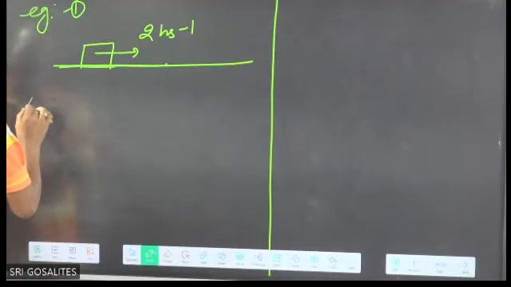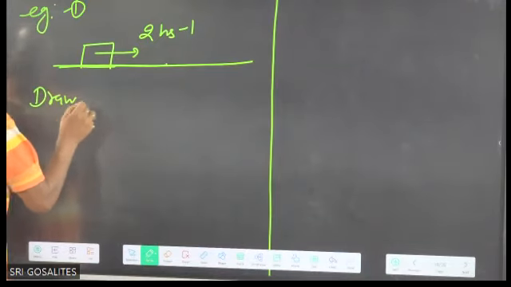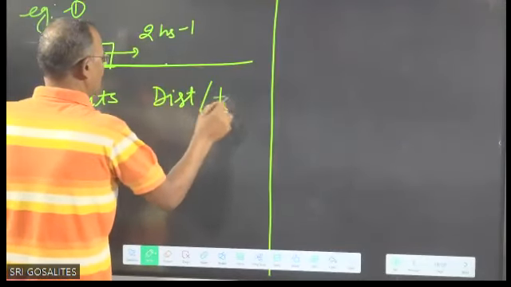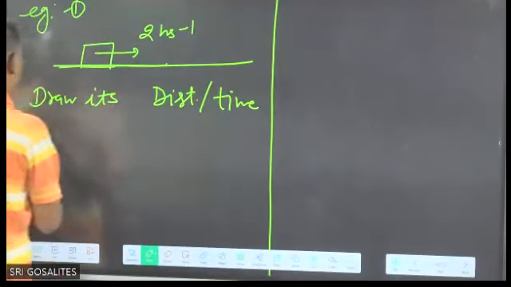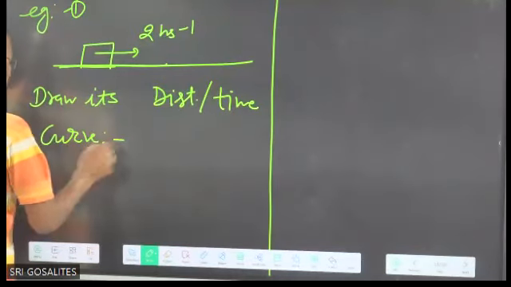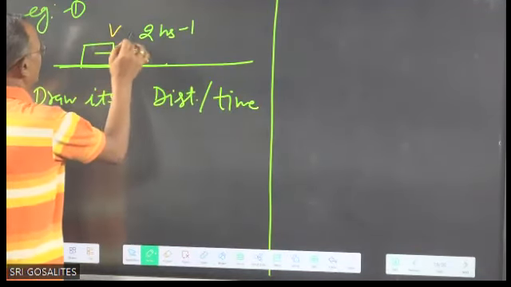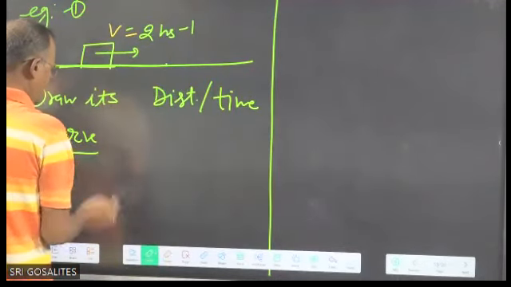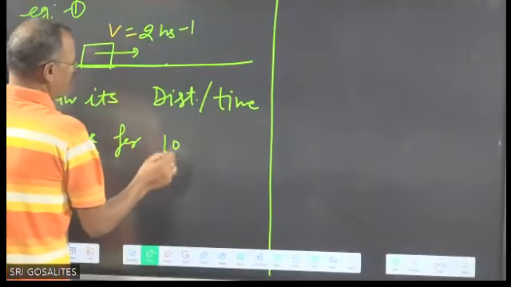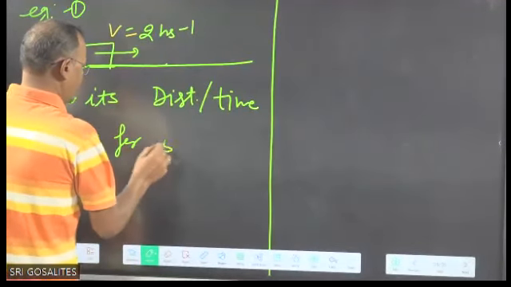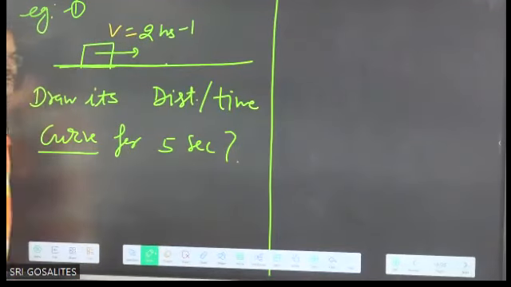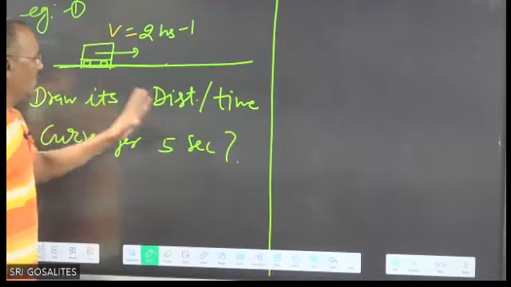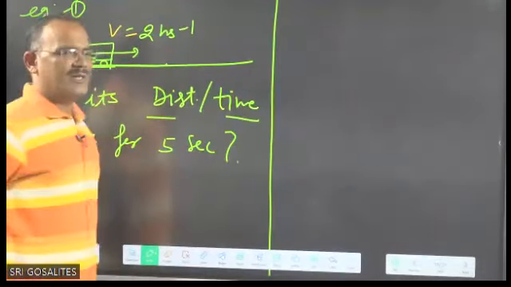Then draw its distance time curve. How the curve will look like if the speed of this car is 2, for 5 seconds. So now this car is traveling on a horizontal road. We want to plot the distance time curve. How the curve will be.